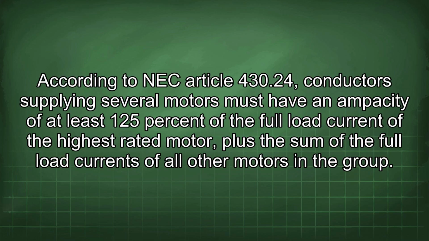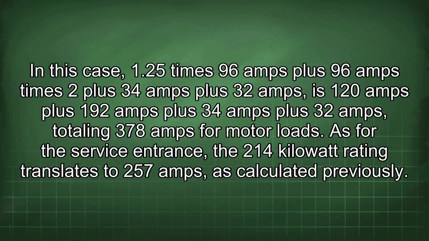According to NEC Article 430.24, conductors supplying several motors must have an ampacity of at least 125% of the full load current of the highest rated motor, plus the sum of the full load currents of all other motors in the group. In this case, 1.25 times 96 amps plus 96 amps times 2 plus 34 amps plus 32 amps is 120 amps plus 192 amps plus 34 amps plus 32 amps, totaling 378 amps for motor loads.